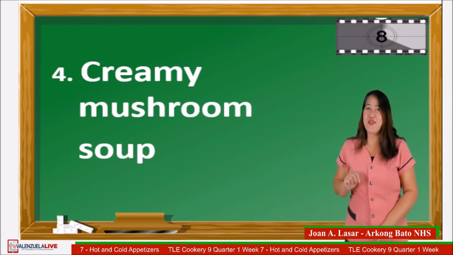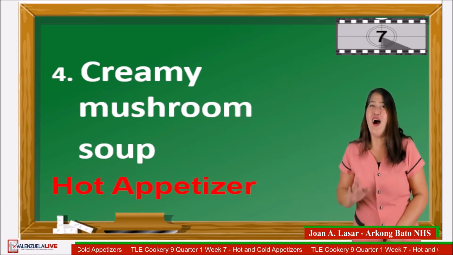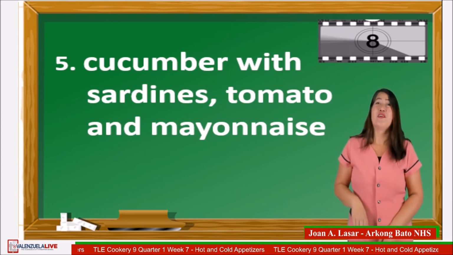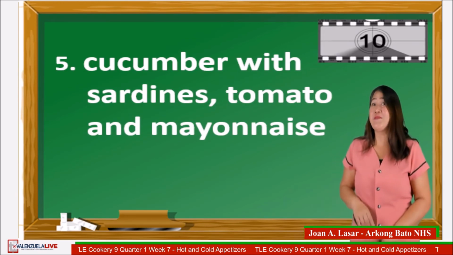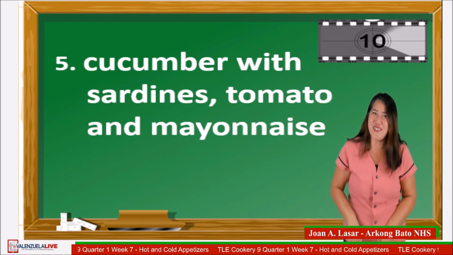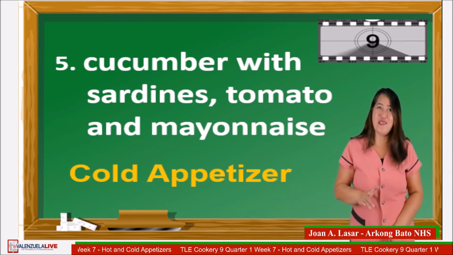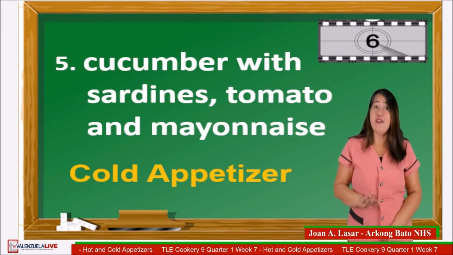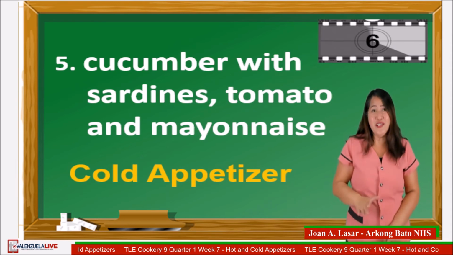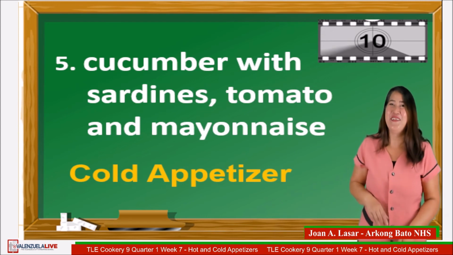Next, number 4, creamy mushroom. The answer is hot appetizer. Number 5, cucumber with sardines, tomato, and mayonnaise. What is your answer? The answer is cold appetizers. Alright, if you got 4 to 5 correct answers, very good. You learned a lot from our topic for the day. Very good. Alright.